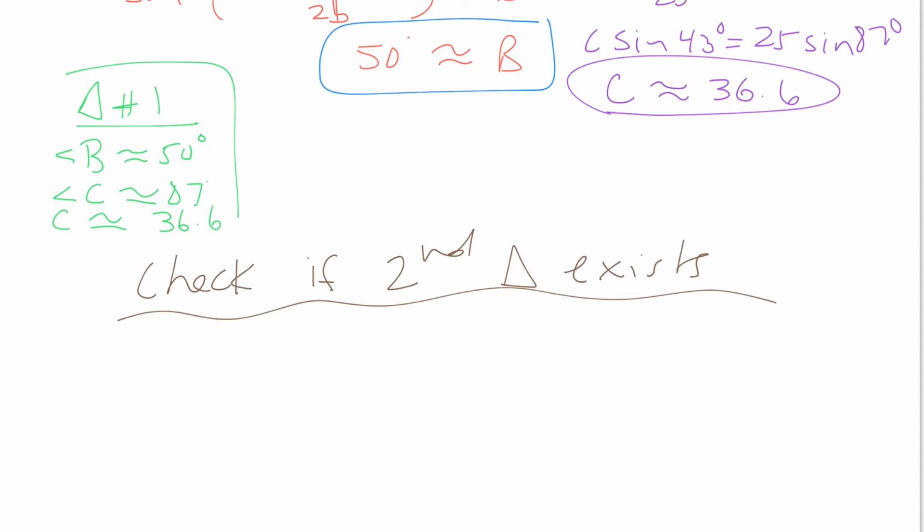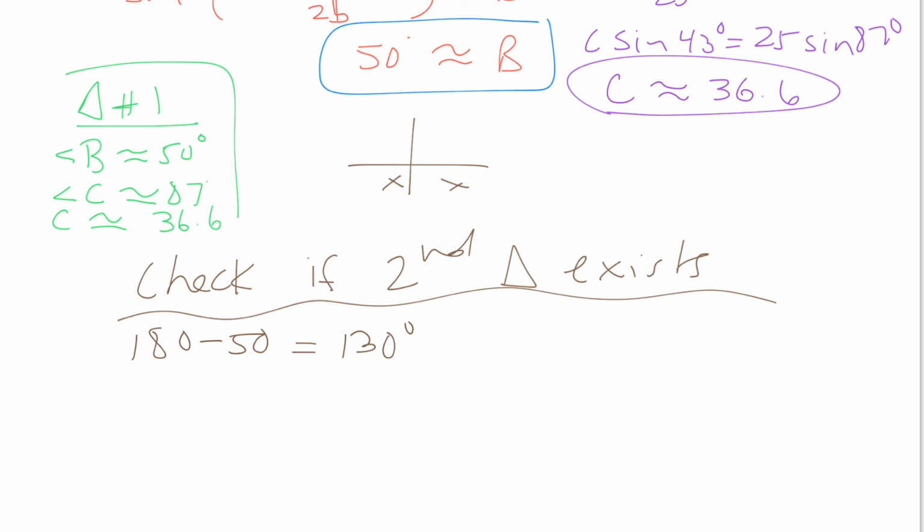Now remember the sine function, just a quick check. Sine is positive in both the first and the second quadrant. So the sine of 50 degrees and the sine of something else in the second quadrant is going to be the same value. So we're going to take another option for 50 degrees: 180 minus 50, which gives us 130 degrees. And we're going to check to see if 130 degrees will work.